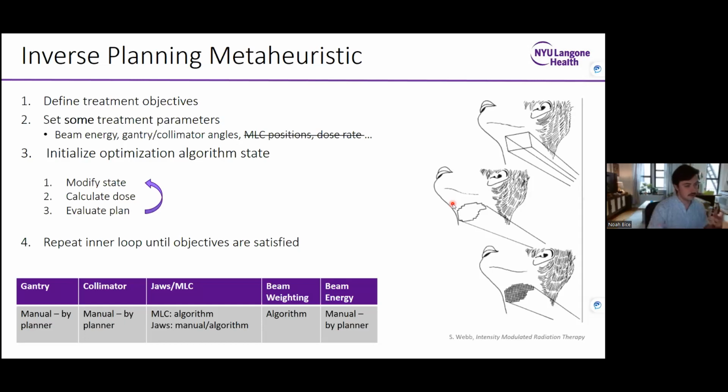We're going to set some treatment parameters that are going to be fixed, such as beam energy or collimator angle, for example, for a VMAT plan. And we'll then initialize the algorithm state, and this is something that'll be done behind the scenes. Then the algorithm goes through the same steps that we went through with forward planning, where it modifies the state of the treatment plan, calculates the dose, evaluates the plan, and continues to iterate until either the objective function is satisfied, or we've converged and we're not making any more progress.